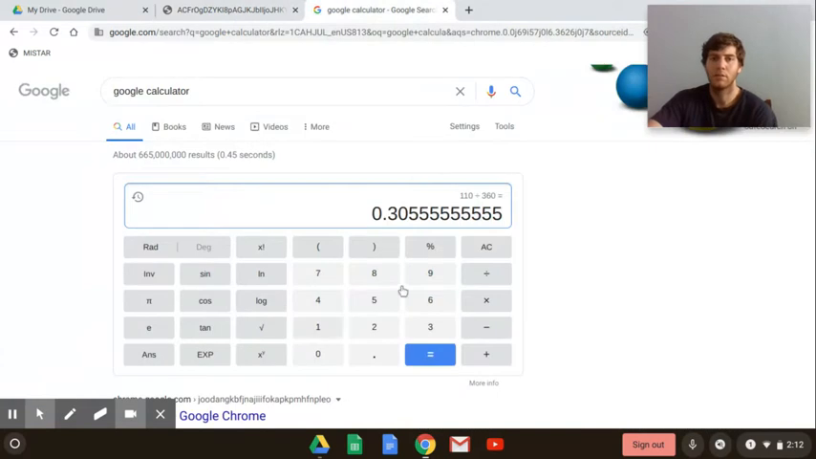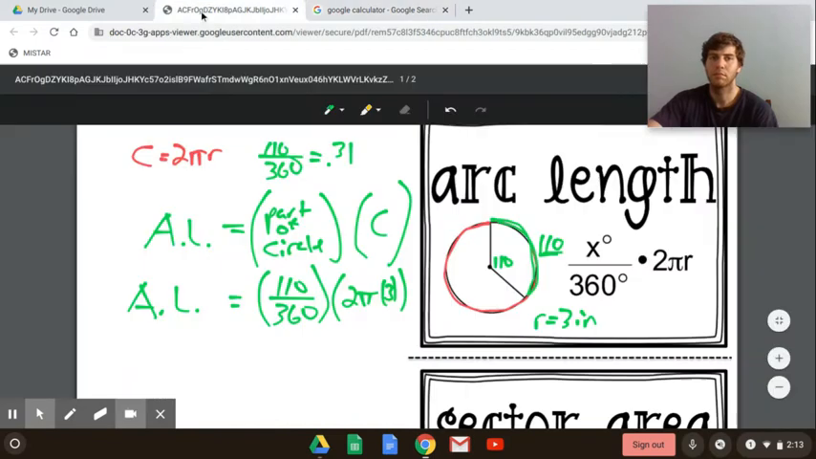So arc length equals 110 divided by 360 times 2 times pi times 3. 110 divided by 360 is 0.31, and then times 2 times pi. Then we said our radius was 3. So that's going to be 5.76 inches, and that would be our arc length here, assuming that the arc measure was 110 and the radius was 3.